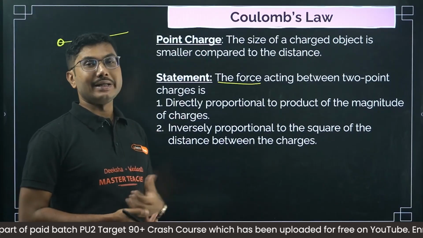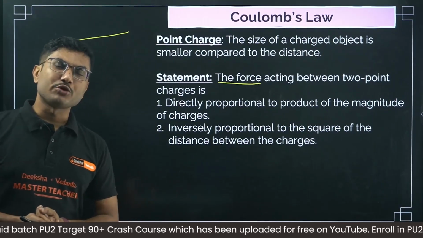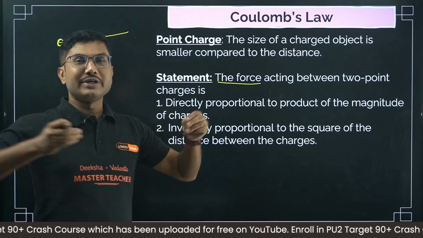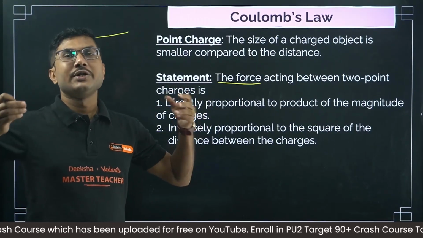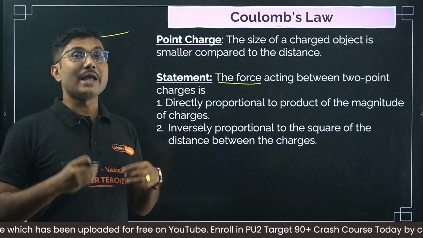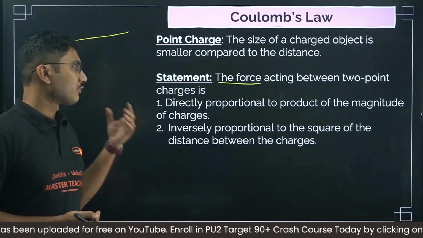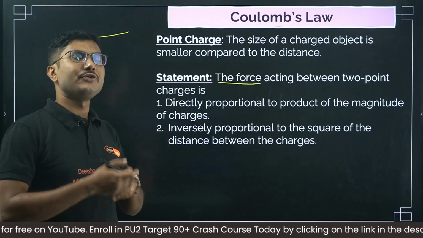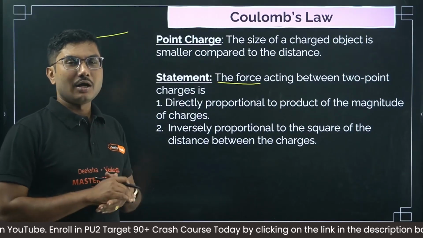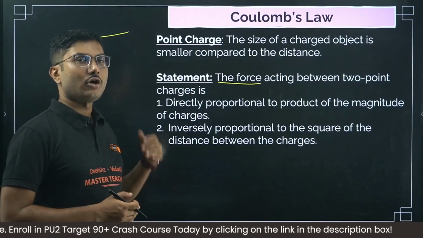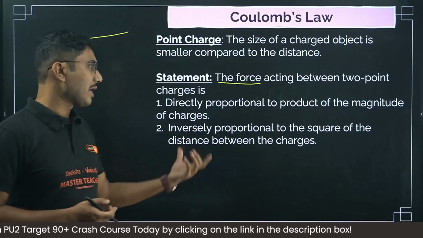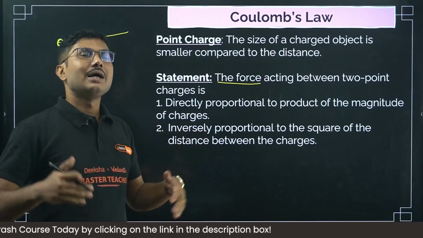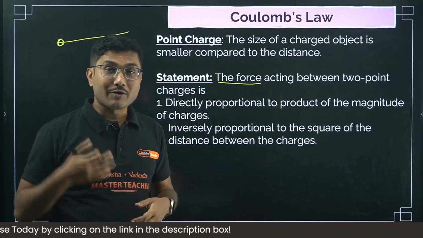And importantly, it is inversely proportional to the square of the distance. Inversely proportional means if you increase the distance by 2 times, the force decreases by 4 times. So there is a direct proportionality and there is an inverse proportionality. Inverse proportionality means if you increase one term, then the other quantity decreases. That's called inversely proportional. And square means whatever factor you increase the distance by, the force decreases by the square of that factor.